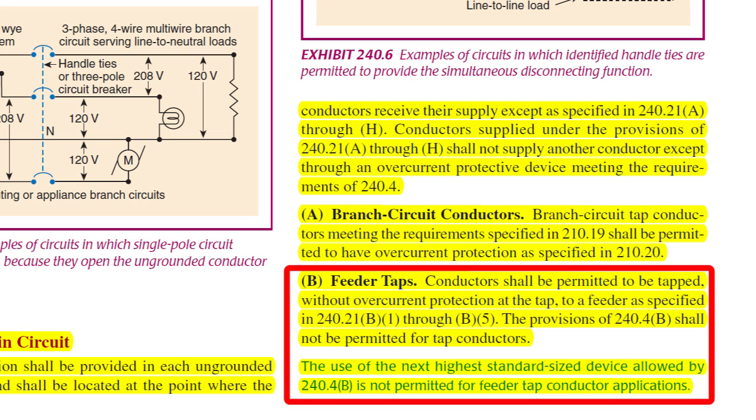Then there's feeder taps, 240.21B, under A, of course, talking about feeder taps instead of branch circuit tap conductors. What's important to note about feeder taps? Feeder taps is actually the topic of our discussion today. 240.21 has subsections A, B, and C. C is the rules for taps from transformer secondary conductors. The rules for feeder taps are found in 240.21B.